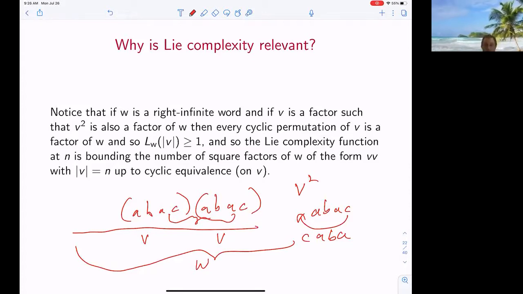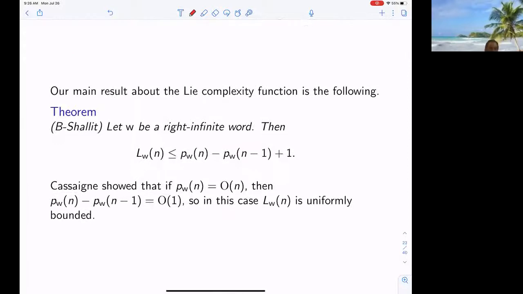And it's certainly going to be bounding powers that occur to arbitrarily high powers. So I'm going to talk a bit about this. So here's our result. I said it's a nice result, I shouldn't say that because I'm talking, but it's our result that the Lie complexity function always has this bound. And we're going to give a very algebraic proof, and it would be nice to have a more combinatorial proof.